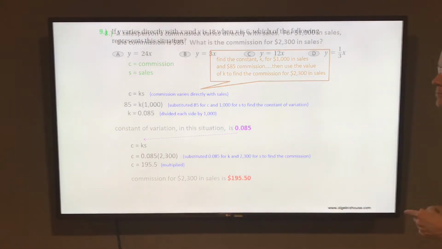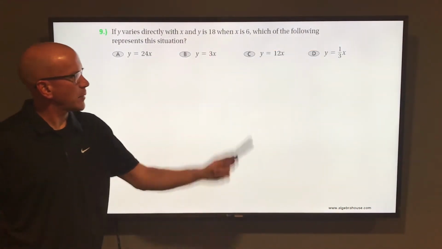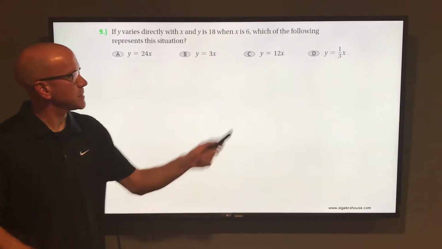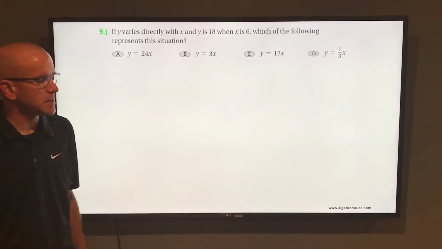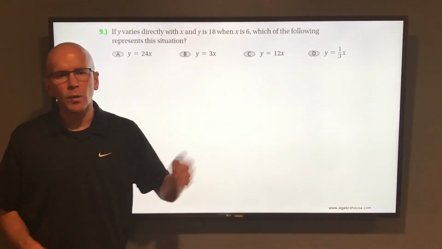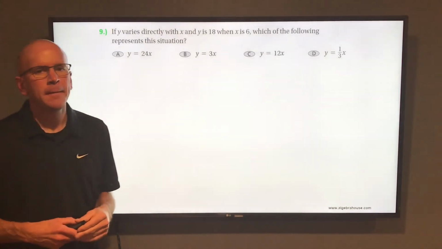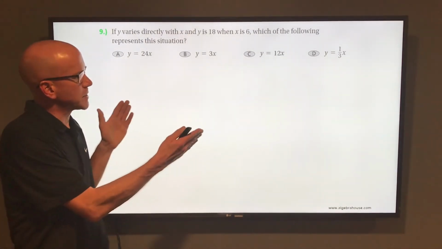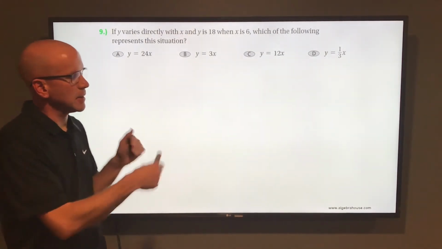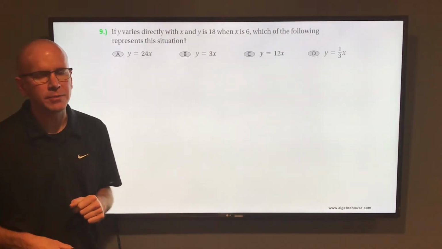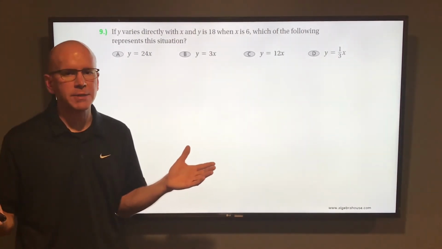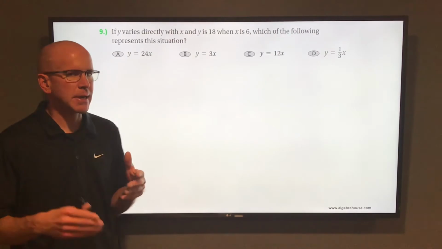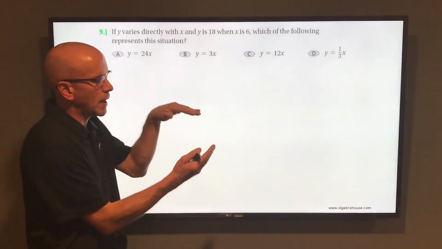$195.50. If y varies directly with x and y is 18 when x is 6, which of the following represents this situation? Well, notice they're all written in the form of y equals k times x. So if they're all written in the form of y equals k times x, the difference among them is the k, the constant of variation. So all you have to do is figure out the constant of variation, figure out k. Remember, to get k, the constant of variation, just divide y by x.